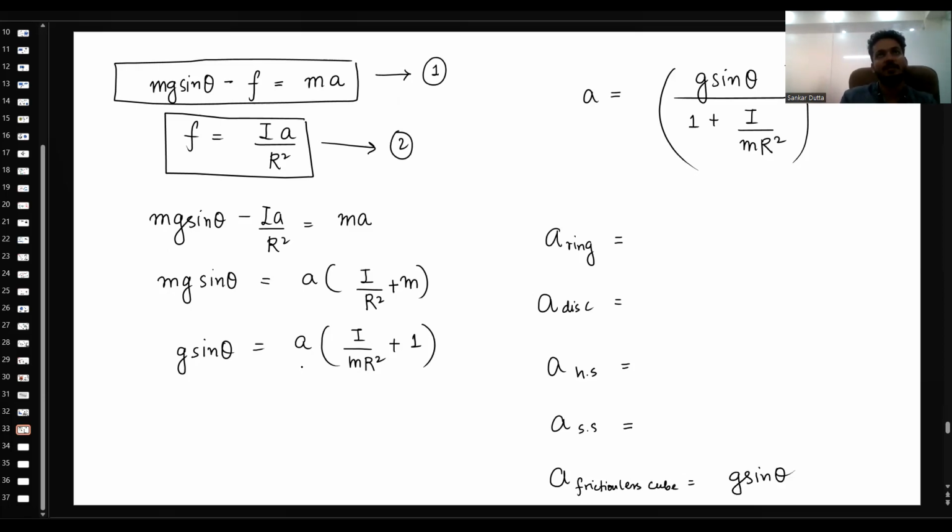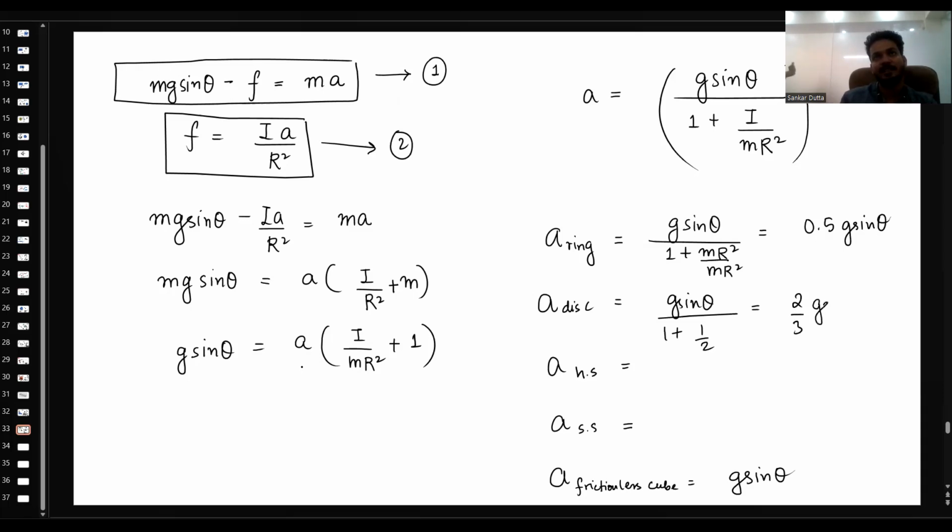Right? So tell me the acceleration of the ring. Well, it's going to be g sin theta divided by 1 plus M R squared by M R squared, because moment of inertia for a ring is M R squared. So it's going to be how much, guys? g sin theta by 2, or 0.5 g sin theta, right? For a disk, g sin theta divided by 1 plus half. Yes or no, guys? So it's going to be 2 by 3 g sin theta, like 0.67 g sin theta. Just giving you some numbers to compare it with.